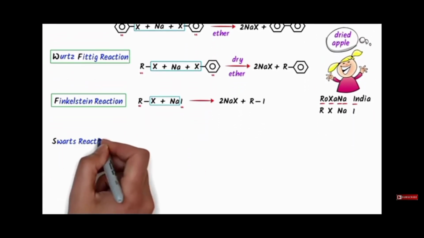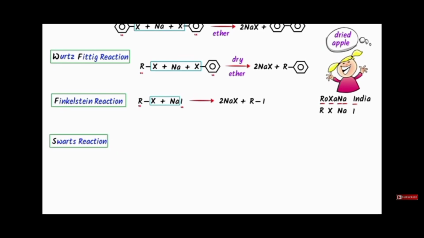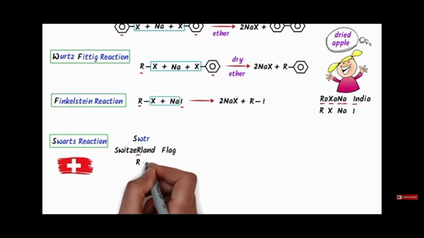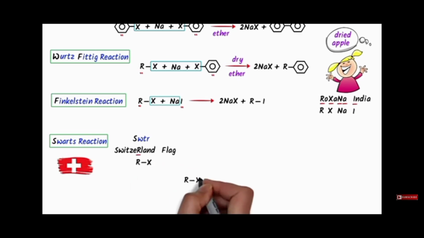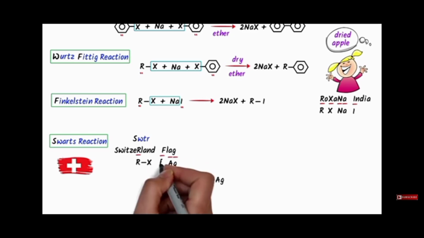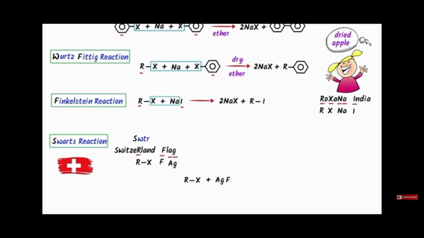Fifthly, consider Swarts reaction. Remember that in the Swarts, I select SAR. Now this SAR reminds me of the Switzerland flag. This R and Switzerland remind me RX. Now the AG in the flag reminds me AG or silver. F in the flag reminds me F fluorine.